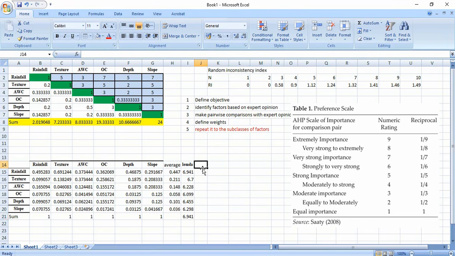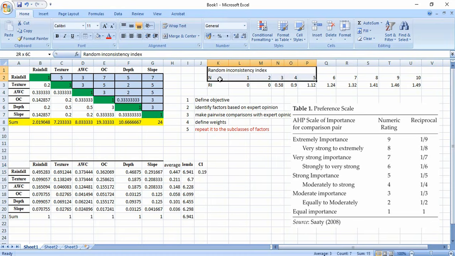Then you have to calculate one more index, that is the consistency index. I am writing CI here. It is nothing but this lambda max minus n, where n means the number of parameters. You have 1, 2, 3, 4, 5, 6, so you write 6, and divide by n minus 1, so 5. So this is your consistency index.